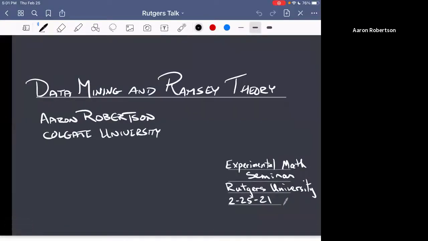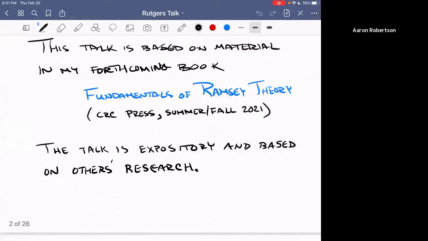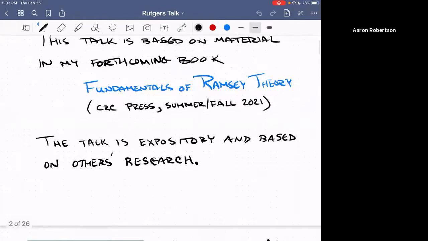Okay, so I am speaking about data mining and Ramsey theory. This talk is based on a forthcoming book that I spent the last couple of years writing, Fundamentals of Ramsey Theory. And this talk is based on some of the contents of the book, and it's not my own research. So I'll point to where the data mining part comes in and who did it.